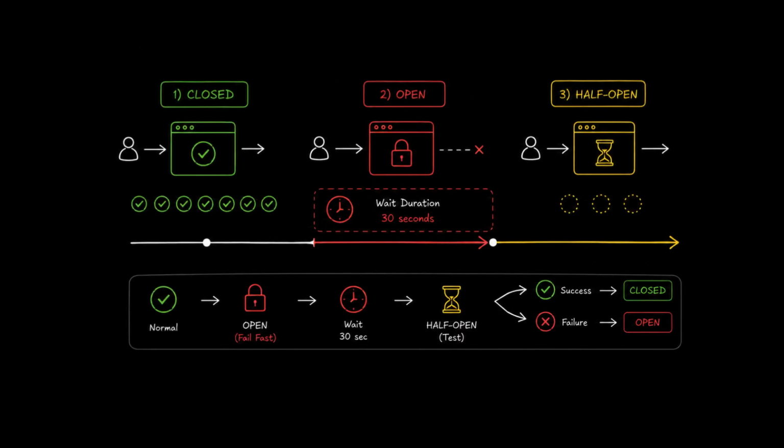Once the circuit breaker opens, another configuration determines how long we should keep it open before checking the bank API again. For example, if we configure wait duration equal to 30 seconds, for those 30 seconds, requests fail fast. After that, the circuit breaker can move toward half open state and allow a limited number of test requests.